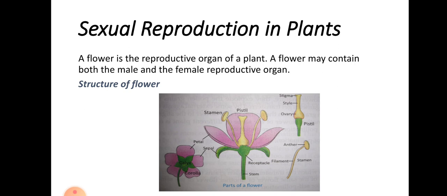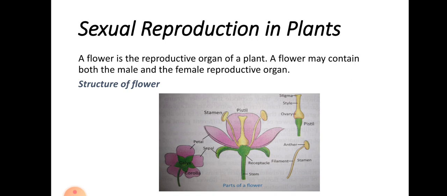The upper part of the pedicel is swollen and is called the thalamus or receptacle. The four whorls of a flower are supported on this receptacle. So the whorls are being supported by this thalamus or receptacle. These four whorls are discussed below, so let us see them one by one.